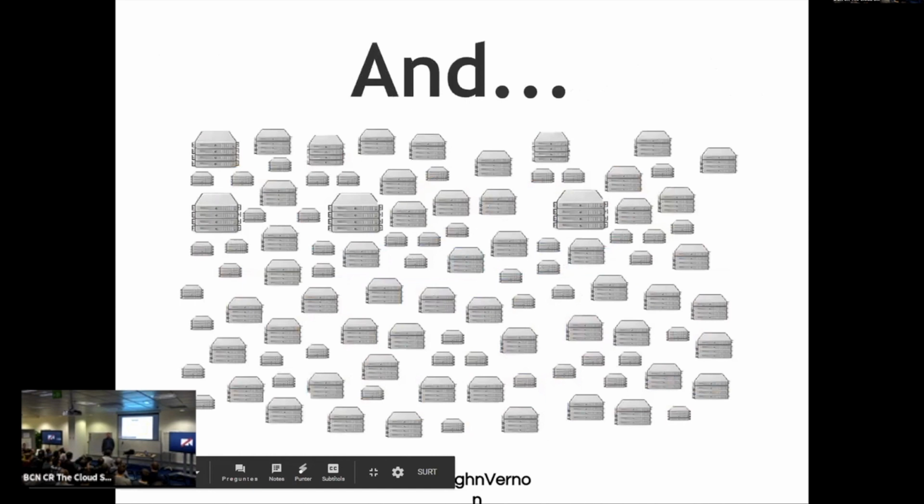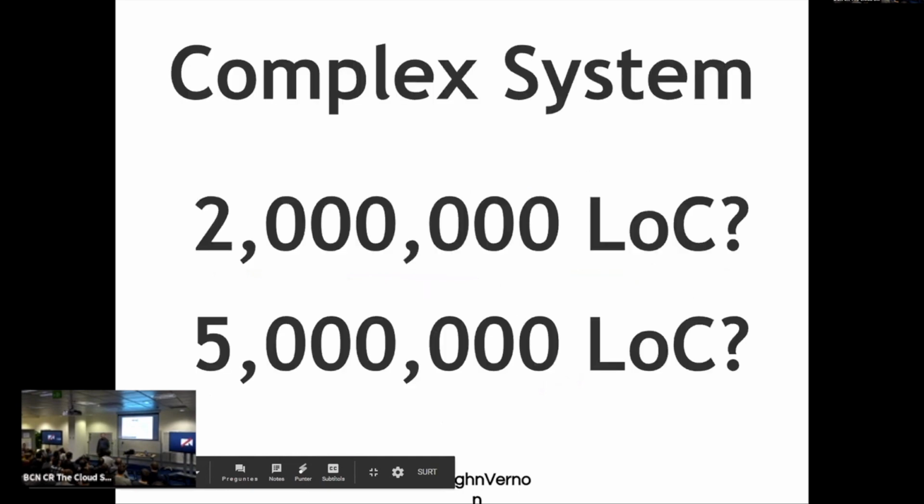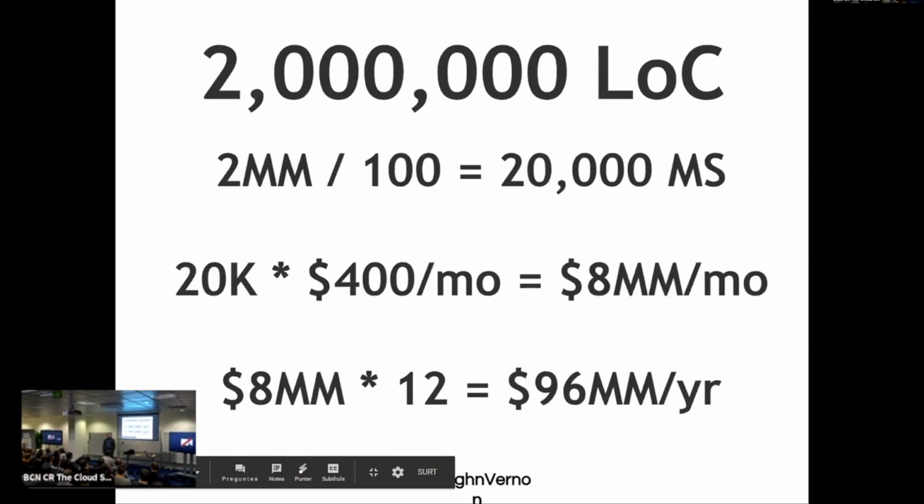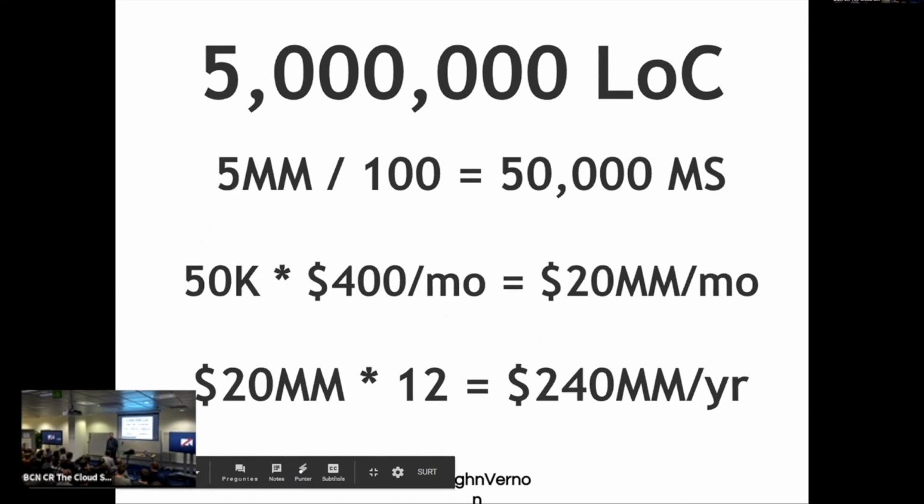So we've got a bunch of infrastructure showing up that we weren't expecting because we didn't think this all the way through. Who would ever think that 2 million lines of code in a complex system, or maybe even 5 million lines of code, would result in an $8 million a month cost for our microservices to keep them all running? That's $96 million a year. And what if it's 5 million?